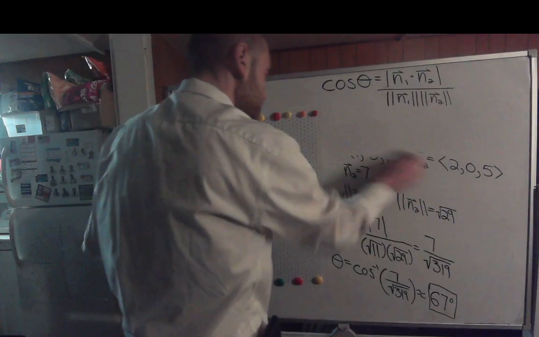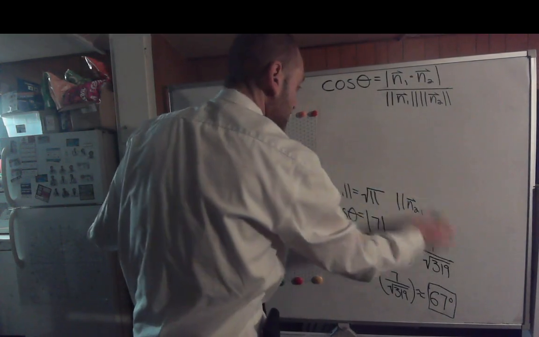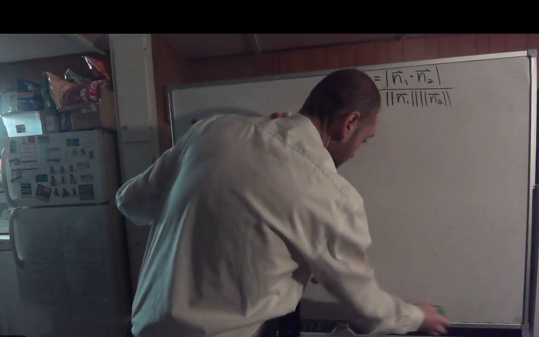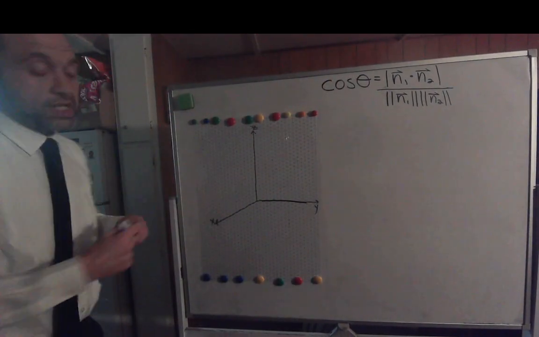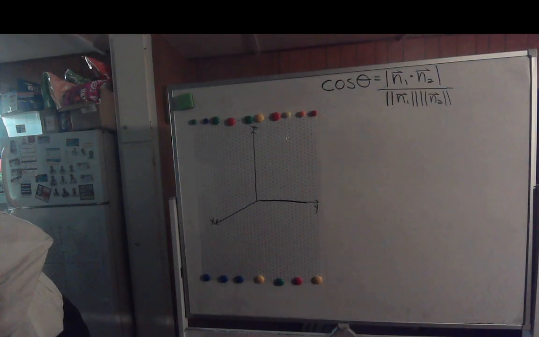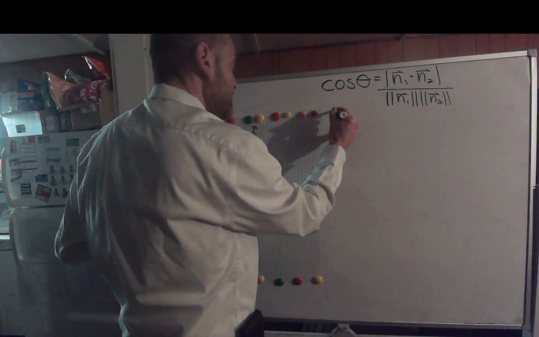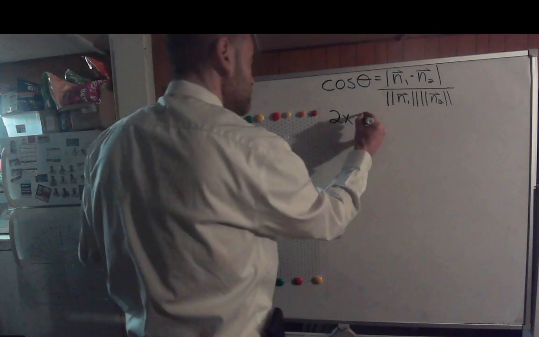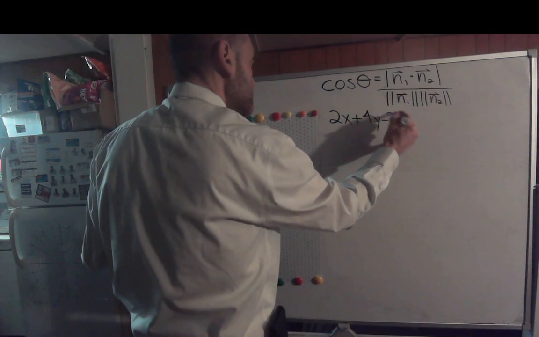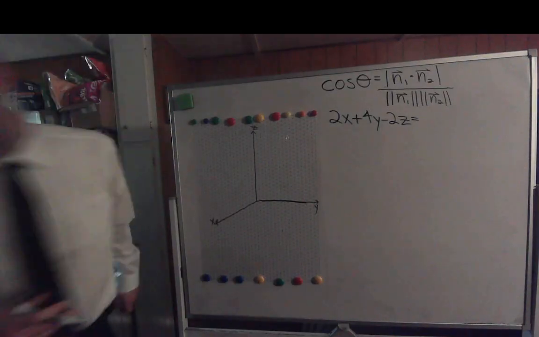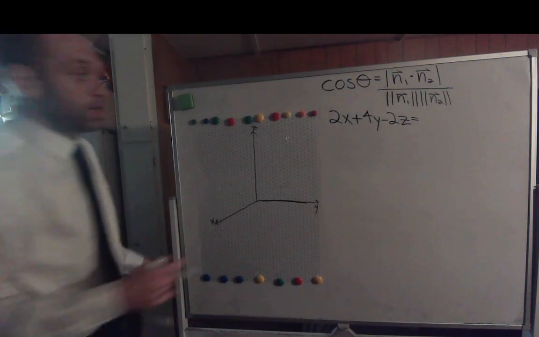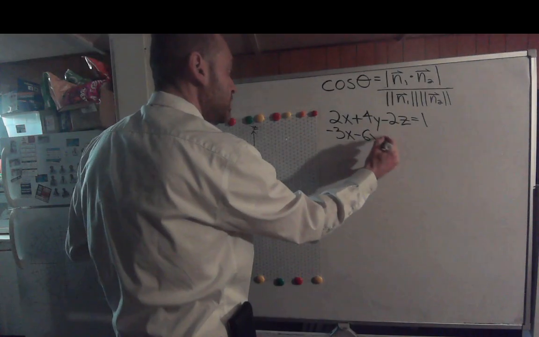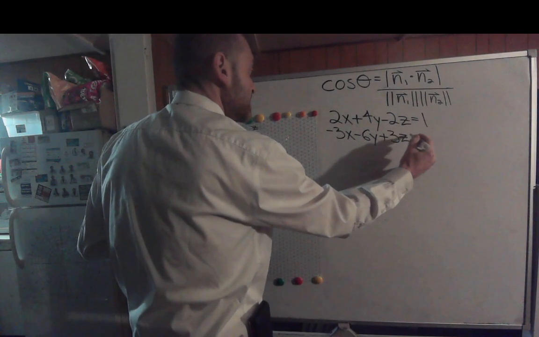And actually, this one I've deliberately picked because I want to show you something. Alright, so let's see, we have 2x plus 4y minus 2z equals 1, negative 3x minus 6y plus 3z equals 10.